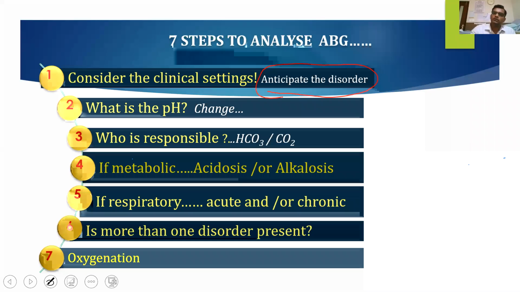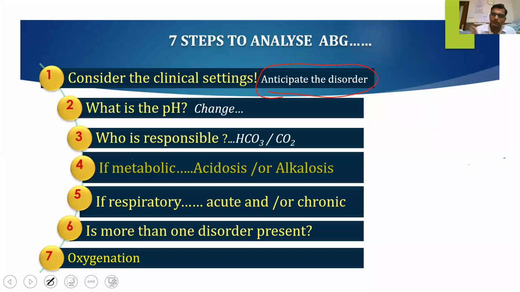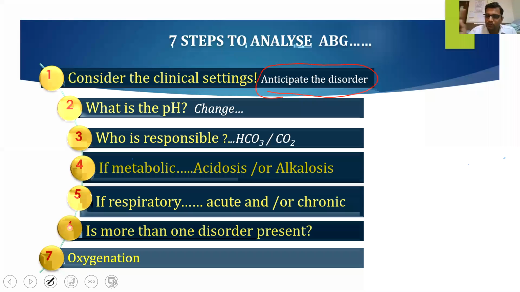Now the second step, we will be discussing all these steps in detail. The second step is what is the pH, how has the pH moved, whether it is an acidosis or alkalosis. Then the third is who is responsible for the change in pH, whether it is bicarbonate, or metabolic, or whether it is CO2, or respiratory.